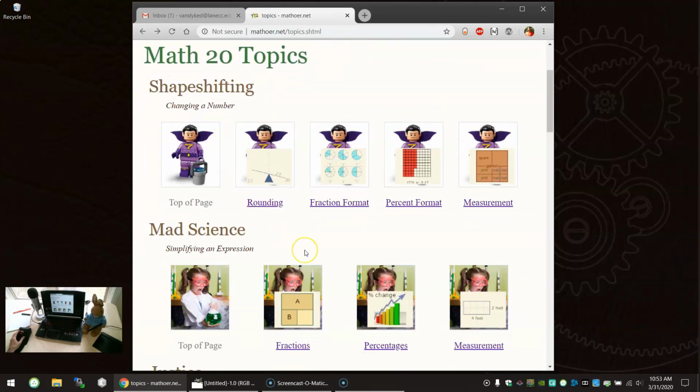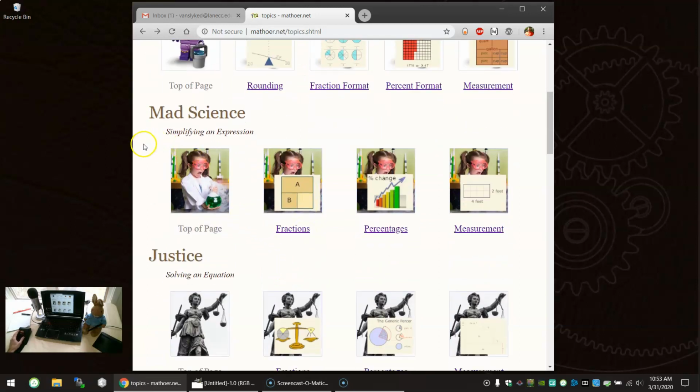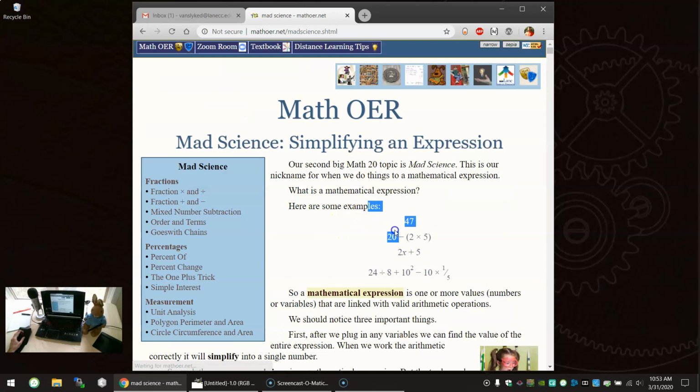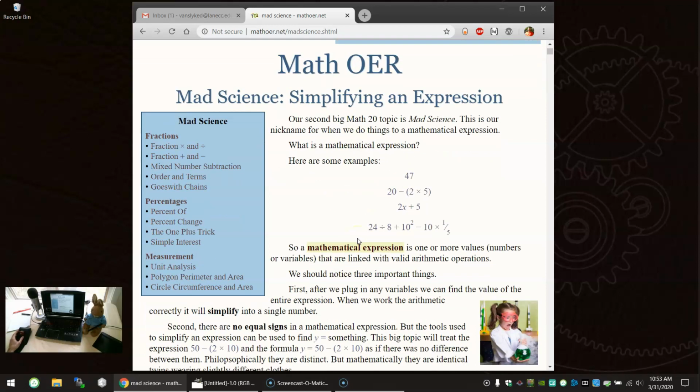Then we're going to go on to mad science. That's my nickname for when we simplify an expression. Expressions are things like these: a bunch of numbers stuck together with arithmetic operations. And we will again revisit those same appearances. It looks like a fraction, it looks like a percent, it looks like a measurement. But now we'll go through all of the tools you use when dealing with an expression. We'll care about what is this situation really like? What methods, what understandings are needed to deal with a situation, instead of focusing on, hey, it's a percent. Of course it's a percent.